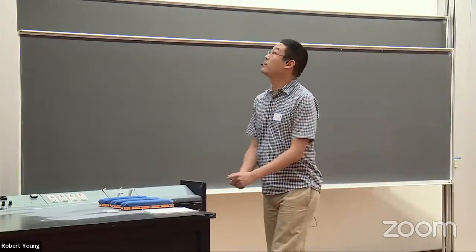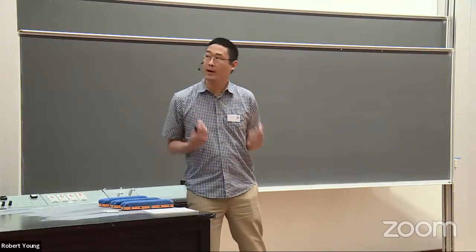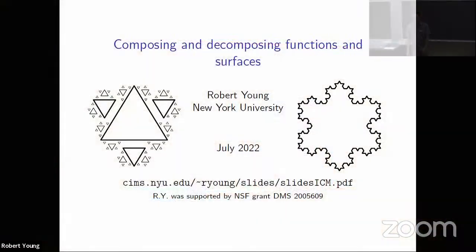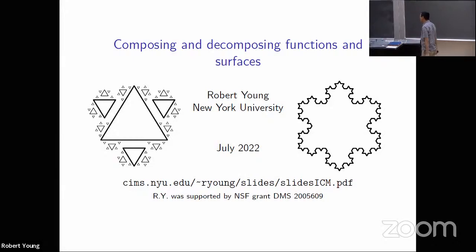So today I want to talk about how to build complicated objects out of simple ones, and conversely, how to take complicated objects and decompose them into simple objects. Just like you can take a bunch of triangles and glue them together to make the Koch snowflake, you can take the Koch snowflake and decompose it into its component triangles.